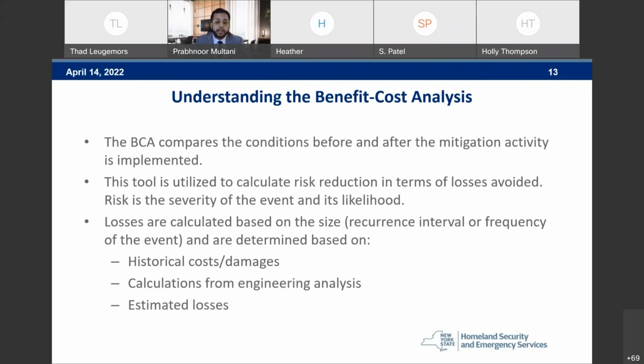The BCA compares the conditions before and after the mitigation activity is implemented. This tool is utilized to calculate risk reduction in terms of losses avoided. Risk is the severity of the event and its likelihood. Losses are calculated based on size and the recurrence interval or frequency of the event, and they are determined based on historical damages/costs, calculations from engineering analysis, as well as estimated losses. Next slide, please.